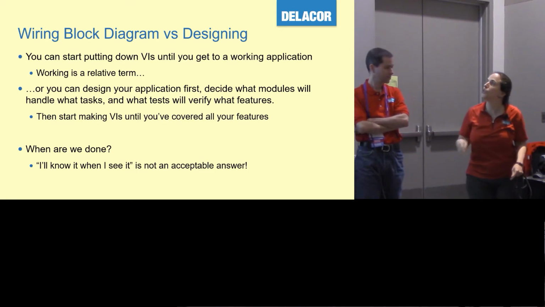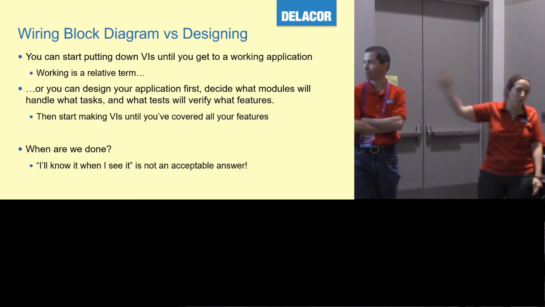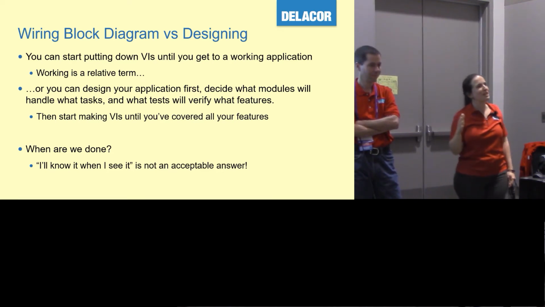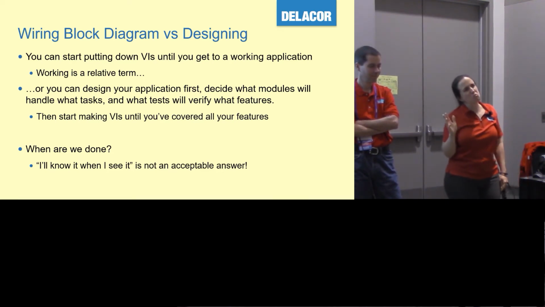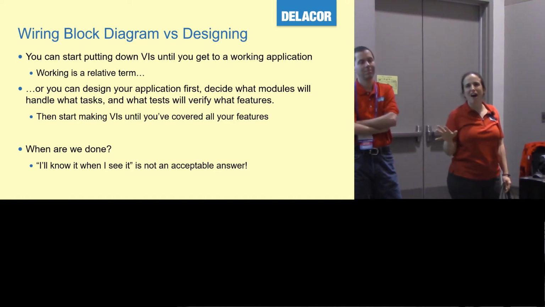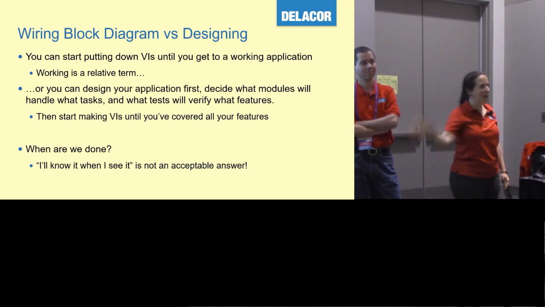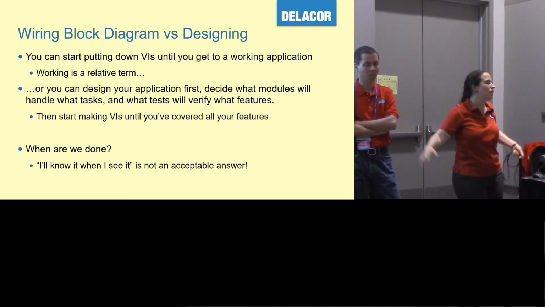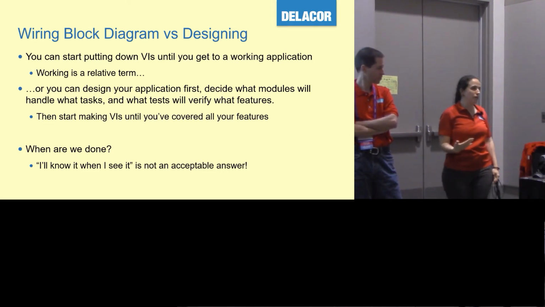All right, so you can start putting down VIs until you get a working application. Now, working is a very relative term. I have a customer that calls me probably once every three years when they have a bug that is really hard to solve, that they've tried everything on. And every time I go into that code, I solve one problem and it's like opening a can of worms and everything starts flowing out. It is because they don't have a good architecture.